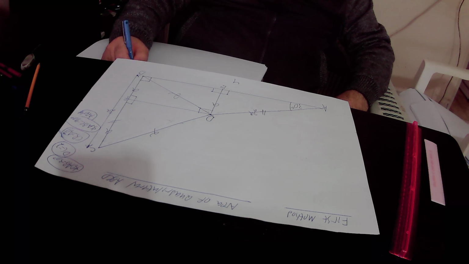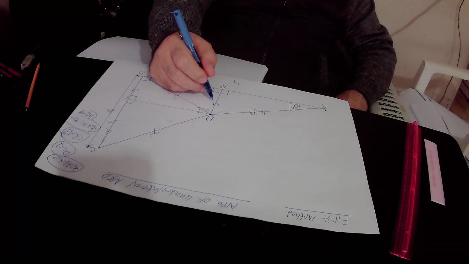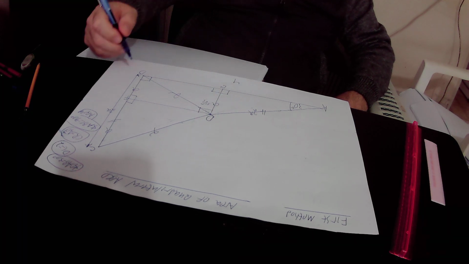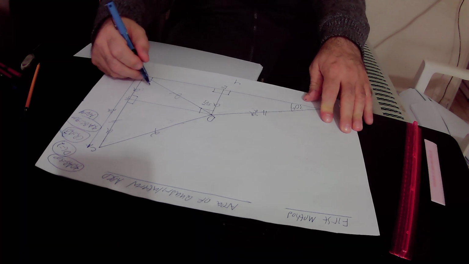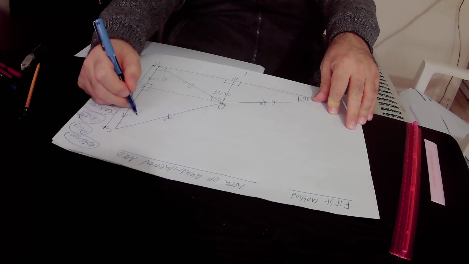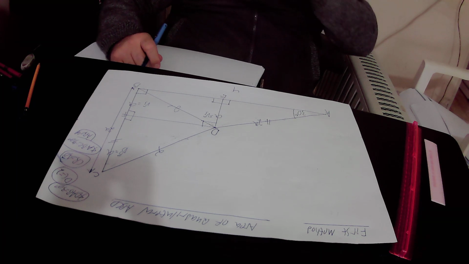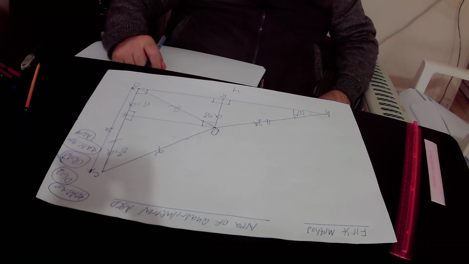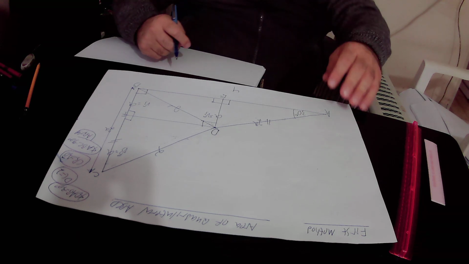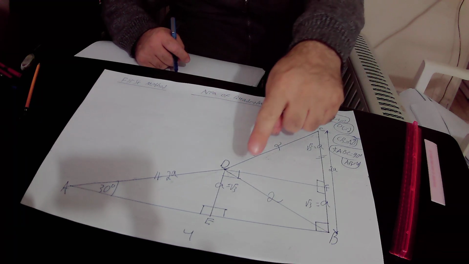So we can write here that a equals the square root of 3 units. Here also a equals square root of 3 units. And we write here that a equals the square root of 3 units. In the next step, we will focus on the right triangle, triangle DEB.